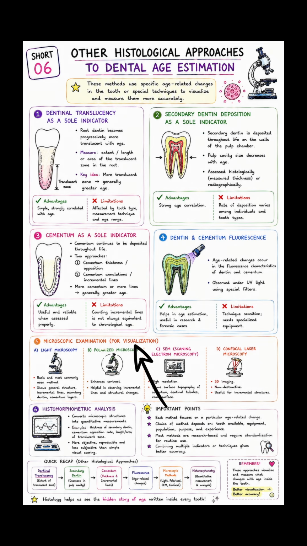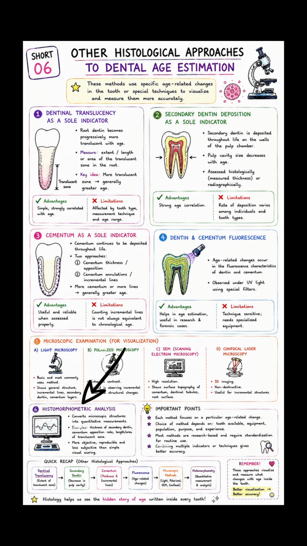Next are microscopic approaches. Light microscopy provides basic visualization of dentin, cementum, and incremental structures. Polarized microscopy can enhance the visualization of certain structural features. Scanning electron microscopy provides much higher resolution images of surface and microstructures. And confocal microscopy can provide optical sectioning and three-dimensional information from suitable specimens.